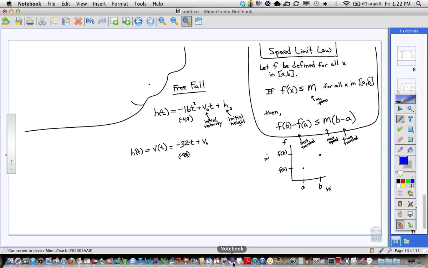Let me say it one more time. The speed limit law says, if you know how fast you're going, then you know how far you travel. Makes sense? Makes perfect sense. So what it does is it connects the f prime to the f. It connects the rate function to the original function. If you know how fast you went, then you know how far you could have gone.